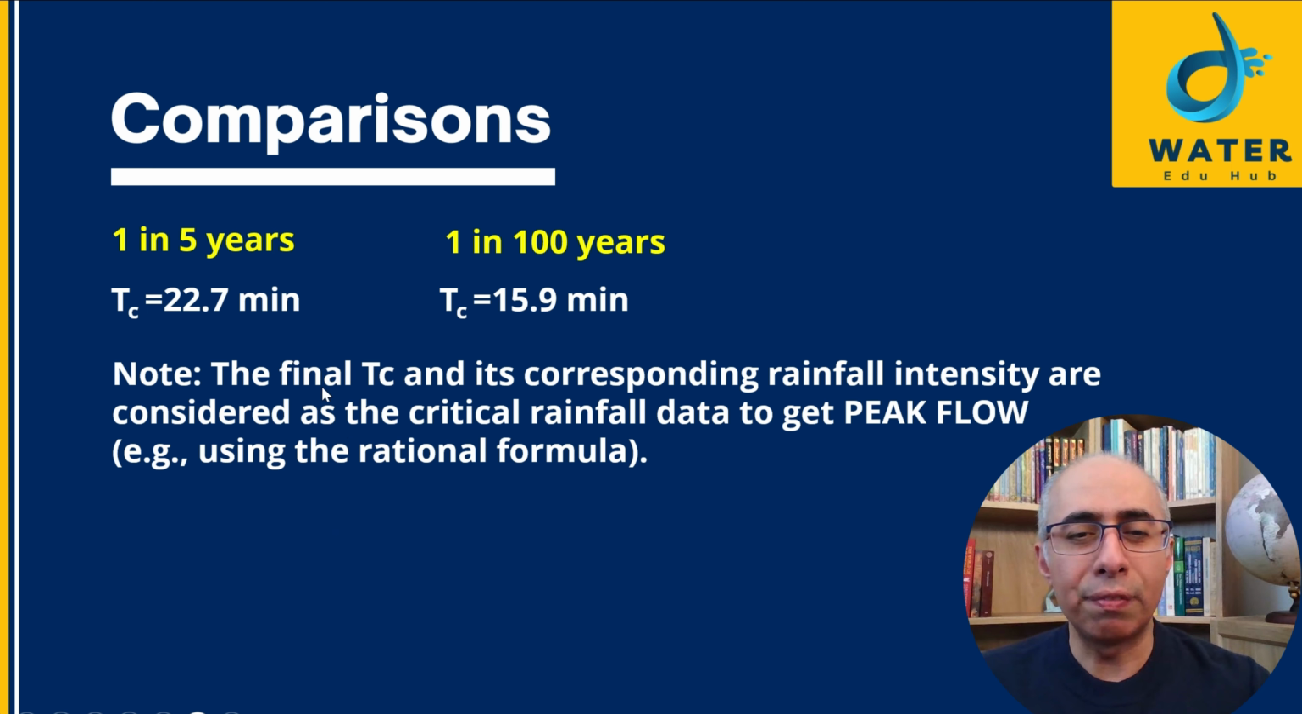Be noted that the final TC and its corresponding rainfall intensity can be used for your peak flow calculation, because these are what we call the critical event. The critical event is the one that can produce the maximum flow in our catchment for that specific duration and frequency that you have chosen. For example, if you're playing with the rational formula, you can adopt the final I or rainfall intensity that you have got and put it in the formula of Q equal to CIA in order to get your peak flow out of that.